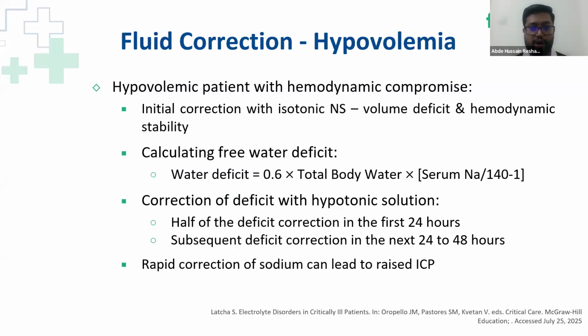Now, how to go about the fluid correction in hypovolemic patients. Hypovolemic patients are in hemodynamic compromise, so first we need to address that. Their blood pressures would be low, and we have to resuscitate them with a sufficient amount of volume. So initial correction should be done with isotonic saline, and once the volume deficit and hemodynamic stability are achieved, we can switch to a hypotonic solution.